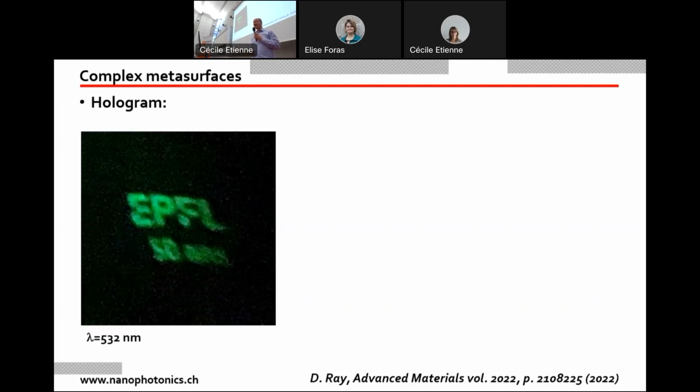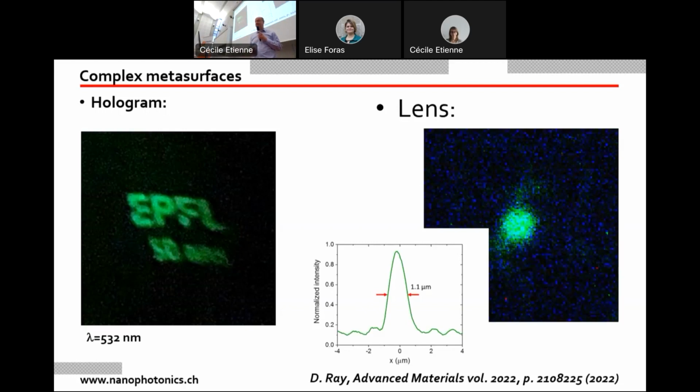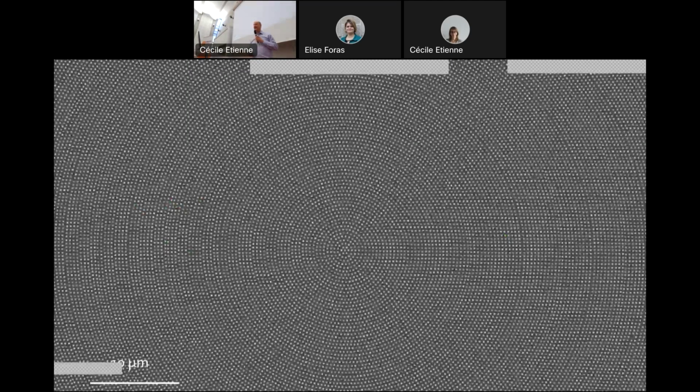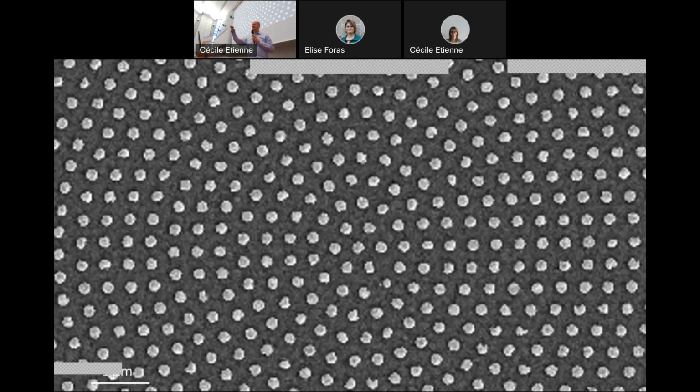So this is observation of a hologram. You can make lens, Fresnel lenses, and they will focus light extremely well here. Also, they work in the blue, so they work really with short wavelengths. For the Fresnel lens, this is what you have to do. You have to put your structures in a circle such that you have the different materials that will produce the different phases.